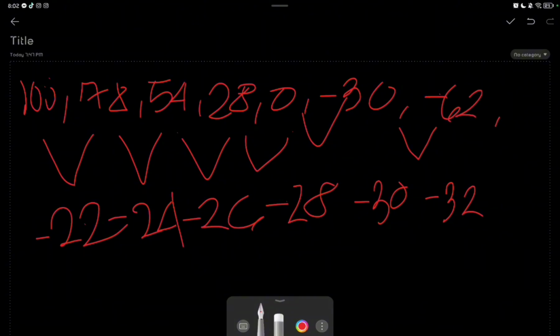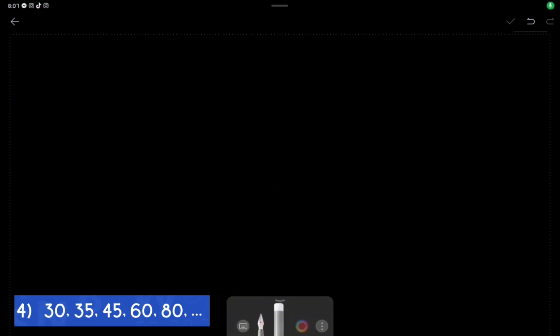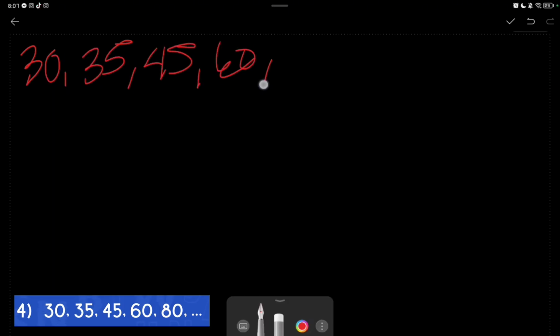And then, the last, or the third term, is negative 62 minus 34. It is negative 96. Just like that. So now, for the number 4, the given here is 30, 35, 45, 60, 80.